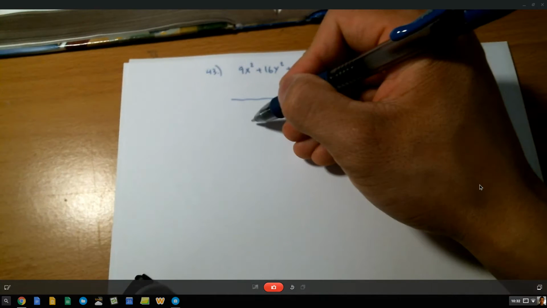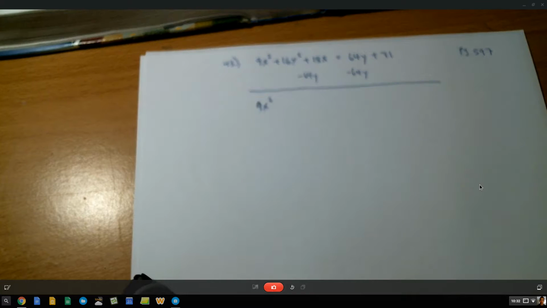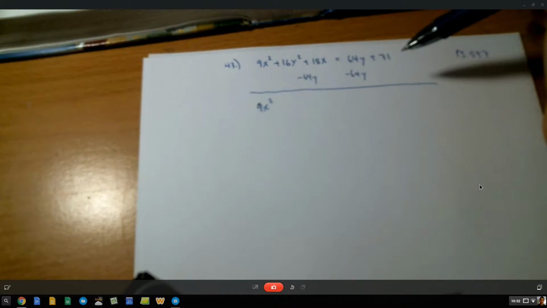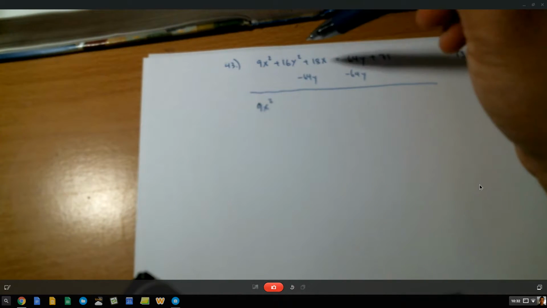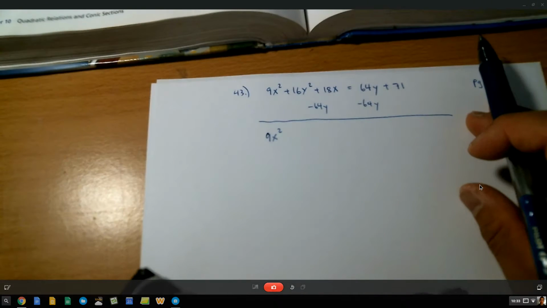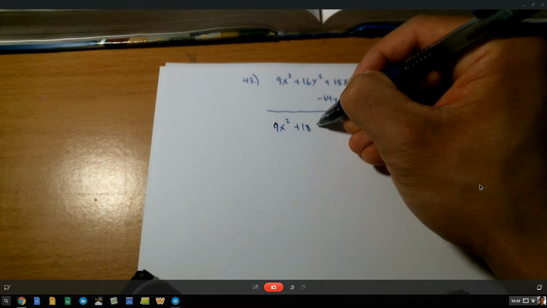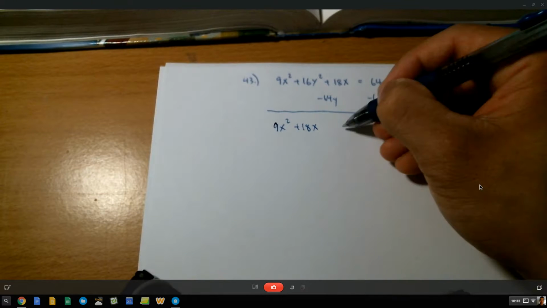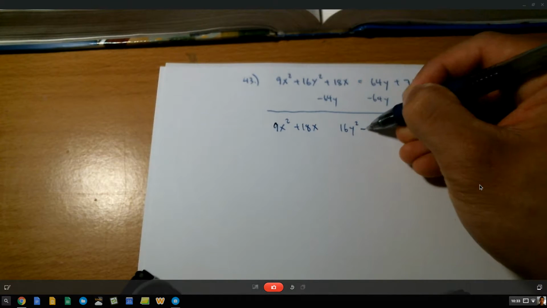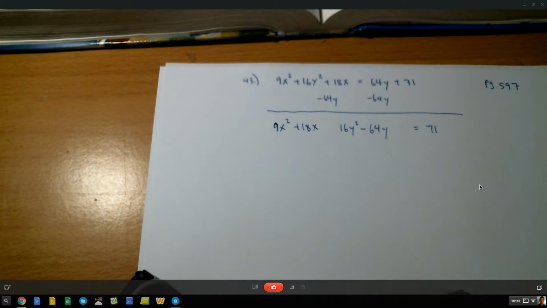So I ended up with now 9x squared. And then I'm going to rearrange it in such a way where I get x squared, x, y squared, y. So I'm going to have 9x squared and I'll put 18x. I'm going to have 16y squared minus 64y, and that'll give us 71. Okay? So now let's complete the square.